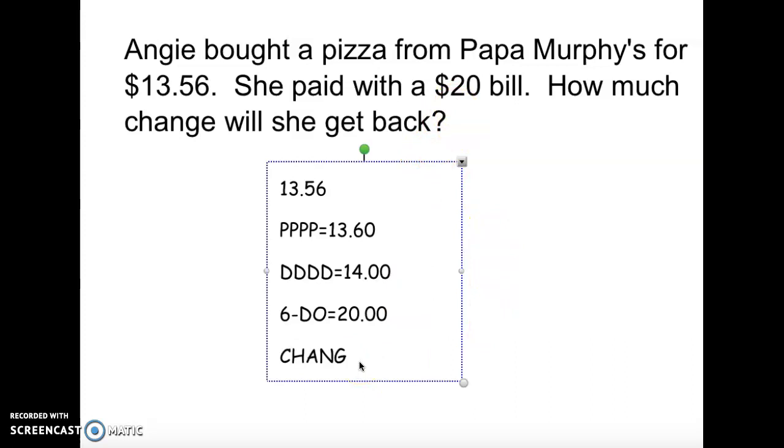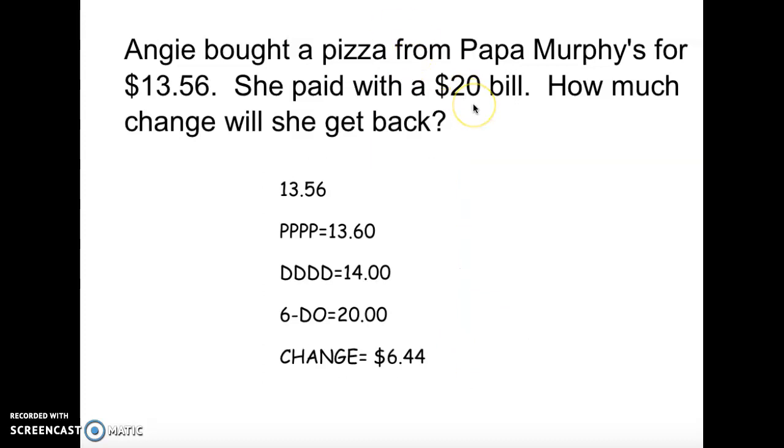Now my job to get the change is to go back and count. So I have $6.44. So the change that Angie would get back would be $6.44.